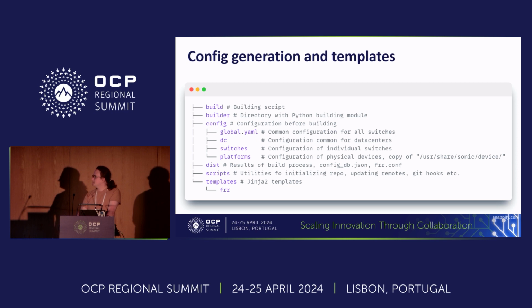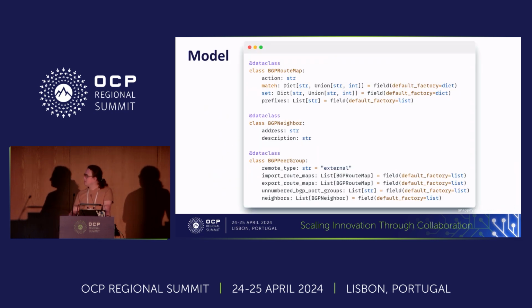Okay, so the project looks like that. We have directories for configuration, for templates, and for the final list of configurations. But I will go to the next part. That's the key, how we do the translation. That's Python data classes, and they enable us to very easily convert domain-specific configuration to the general use case.